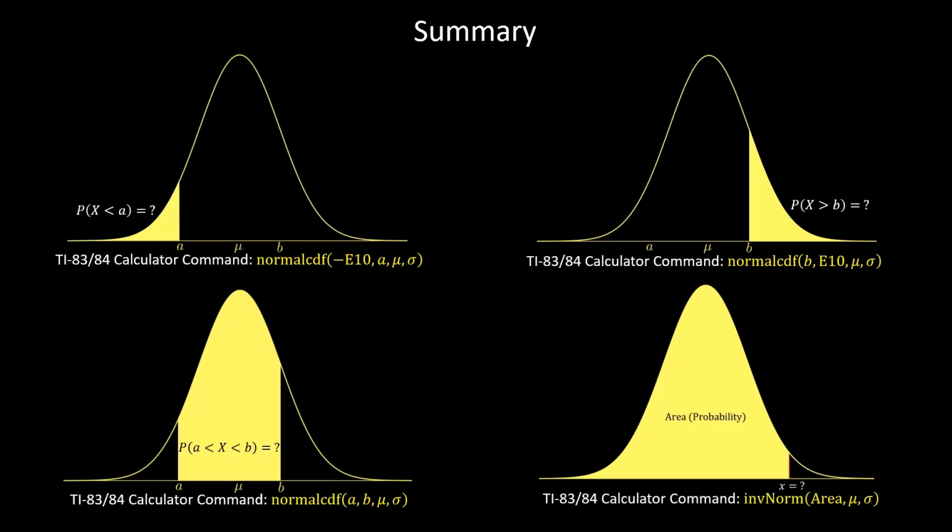To summarize, these are the 4 basic normal curve calculations you will encounter when working on normal distribution word problems. 3 of these cases involve finding probabilities using normal CDF, and the last case involves finding a cutoff score using inverse norm. Feel free to reference this chart as you work on these types of problems. This chart shows the graphs along with the shaded regions as well as the probability notation and the TI-84 calculator commands.